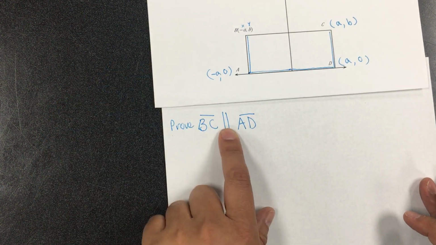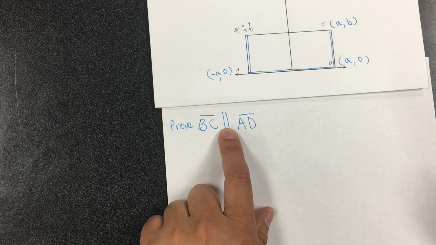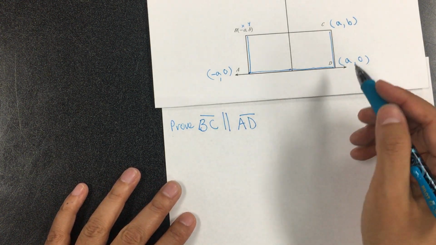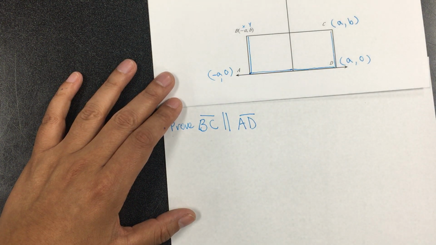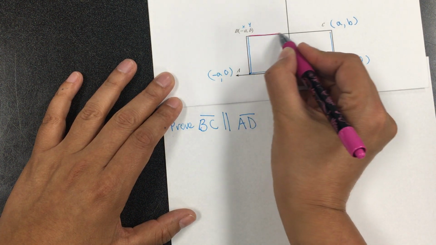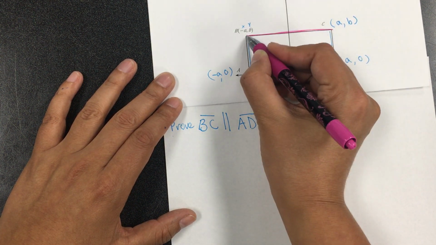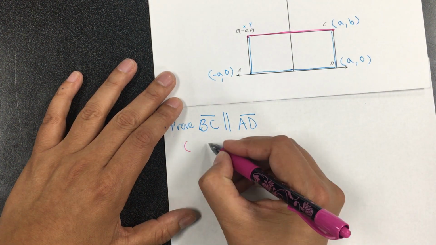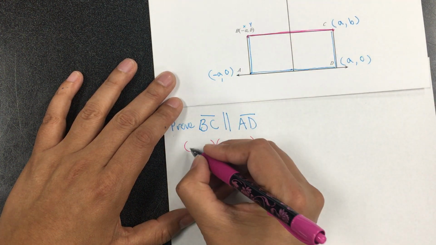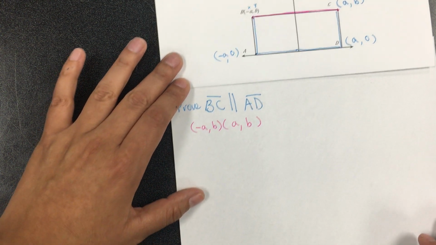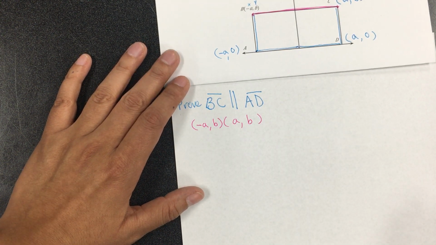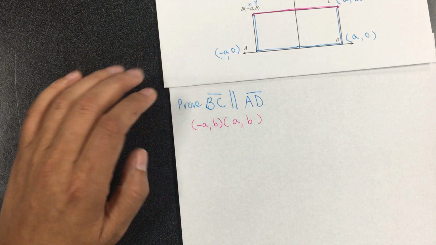And how do we prove that two lines are parallel to each other? Well, if they have the same slope, then that means that they are parallel. Okay, so let's see. BC is this line right here, the one in pink, from point B to point C. And so those points are (-a, +b) and (+a, +b).